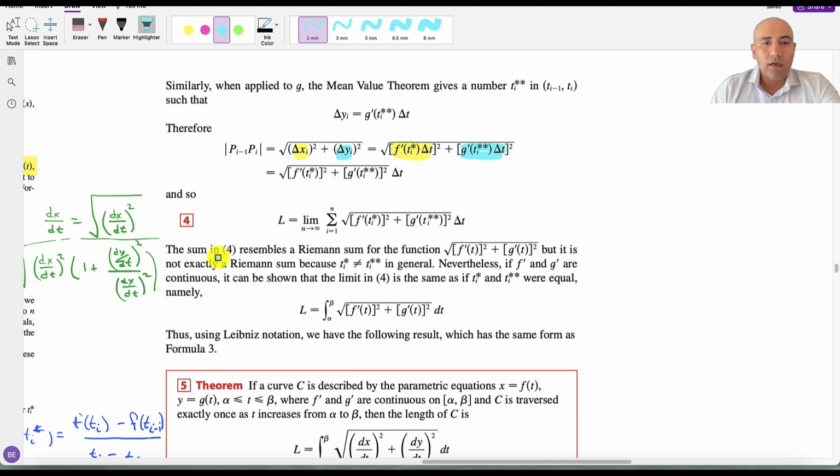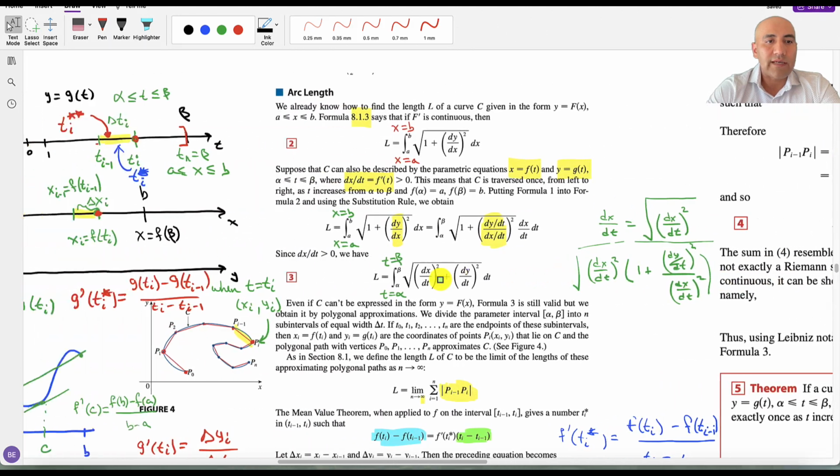Okay, so this sum right here resembles a Riemann sum for this function. It's similar to this function here, except notice that this t sub i star and t sub i double star are not necessarily the same number. So it's not exactly a Riemann sum because t sub i star doesn't necessarily have to be equal to t sub i double star in general. Nevertheless, remember that I drew them kind of big, but these intervals are supposed to be kind of small.